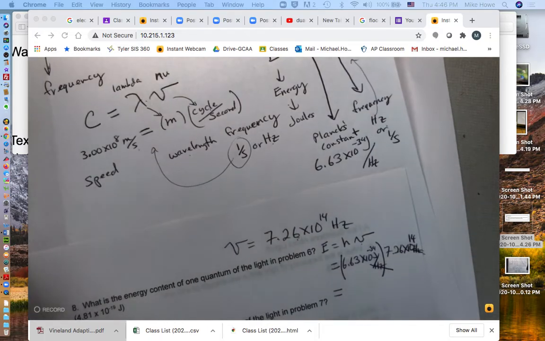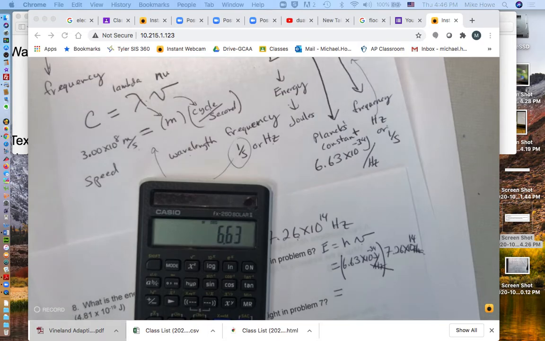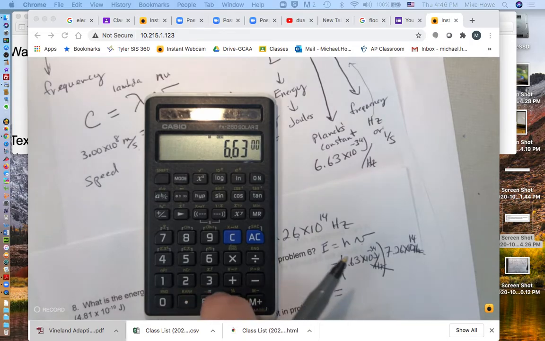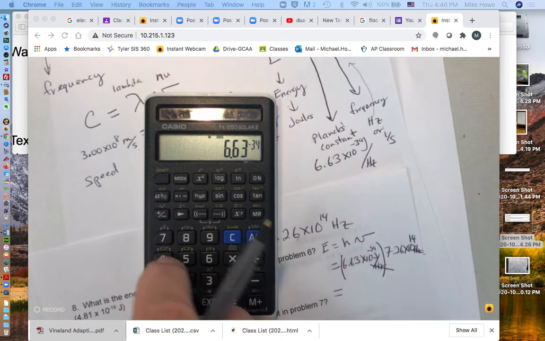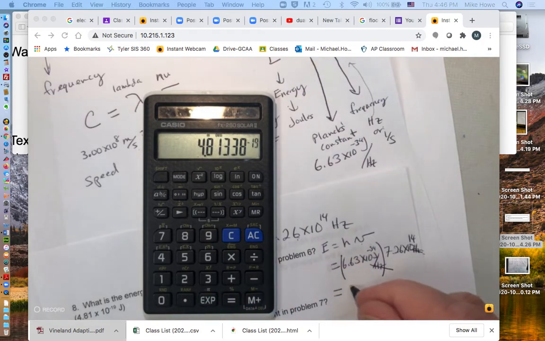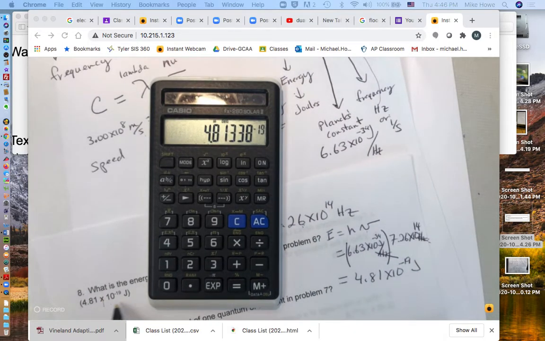And then to do the math, 6.63 EXP, EE, do not type times 10, so I'm going to use EXP on this calculator. EXP negative 34 multiplied by 7.26 EXP 14 equals 4.81 times 10 to the negative 19th, and the unit will be joules because hertz canceled. So that's the answer to number 8. All right, and there's my answer. All these numbers on the side are answers.